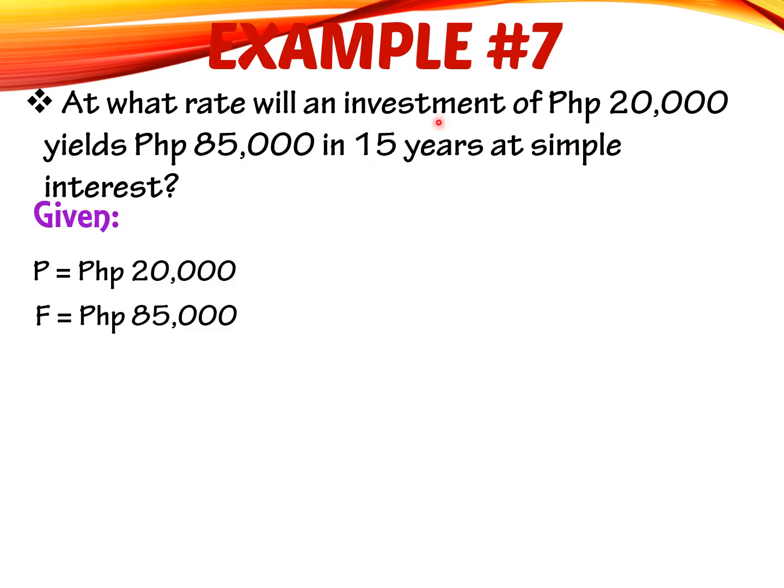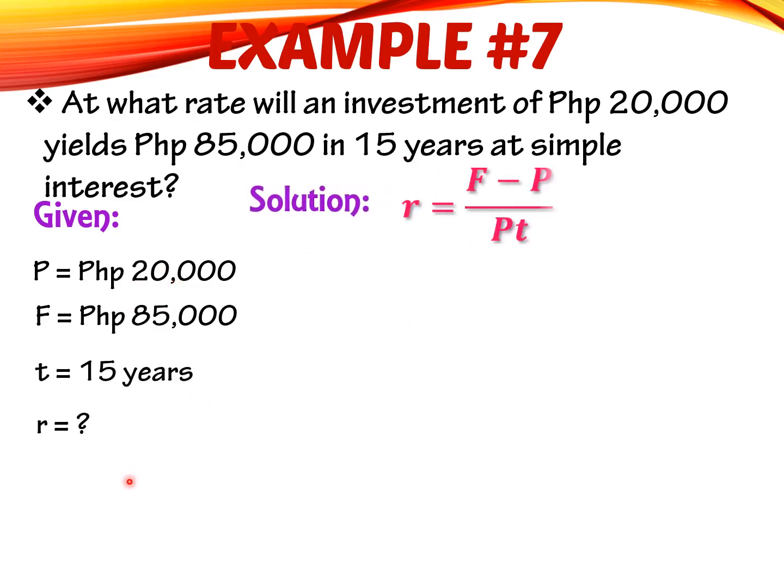If you translate this in Tagalog, ay ano daw yung rate, yung percent, kung mag-i-invest ka ng 20,000 at magiging 85,000 siya sa loob ng 15 years. So, that is how you translate it in Tagalog. Okay, so your 15 years here is your time and you are asked to find the rate. So the formula to be used will be pwedeng ito or ito.